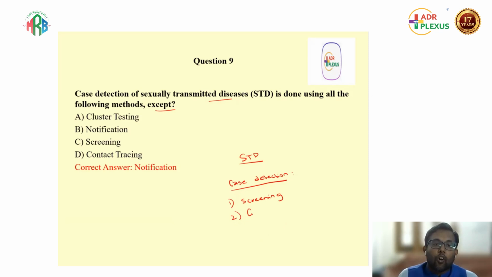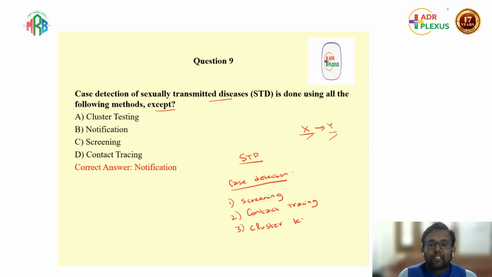Second one is called contact tracing. What is contact tracing? Yes, we are tracing the partner. For example, your partner is having HIV. Then the partner of the X also we will check it for HIV. We are checking the partners. That is contact tracing. Next one is called cluster testing.